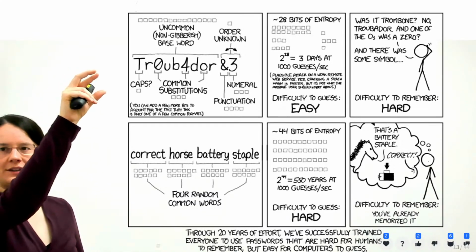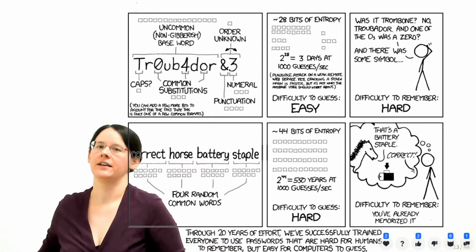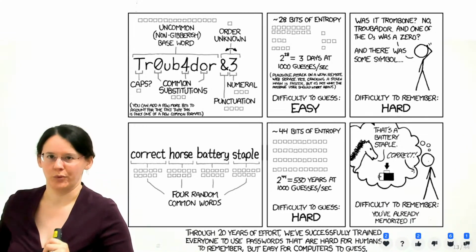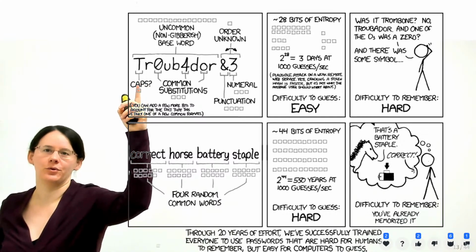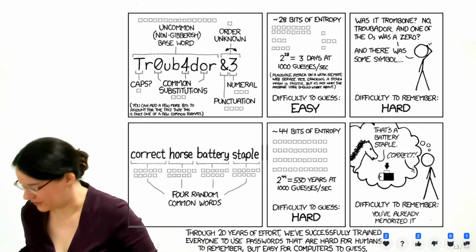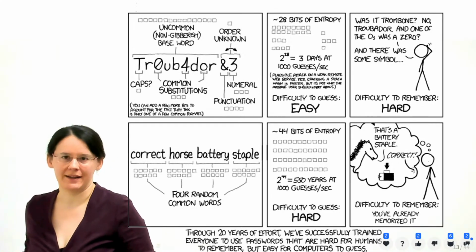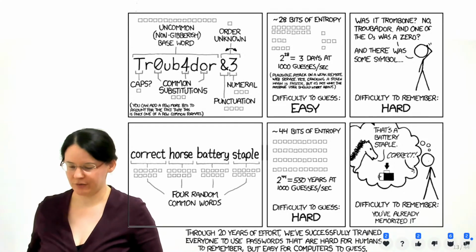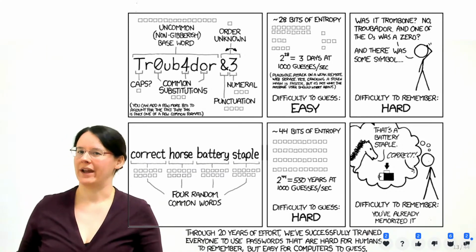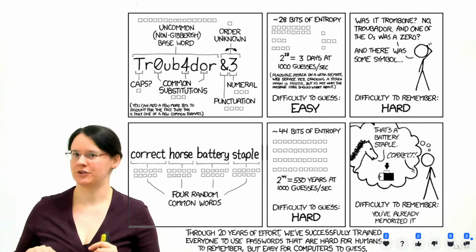So the first strategy that this comic analyzes is the strategy that you choose a random word, so a very uncommon word, like in this case, troubadour. So not gibberish, but uncommon. This has a certain base entropy. How can we evaluate what this entropy is? Well, we have to have a look at how big the list of words is from which it was supposedly chosen.